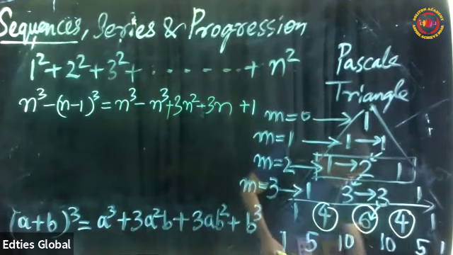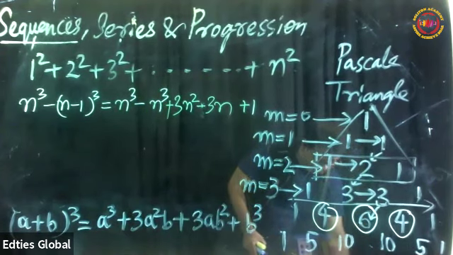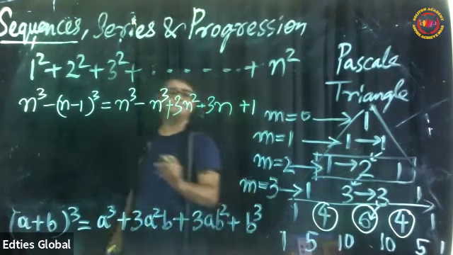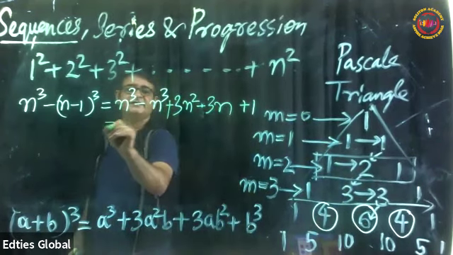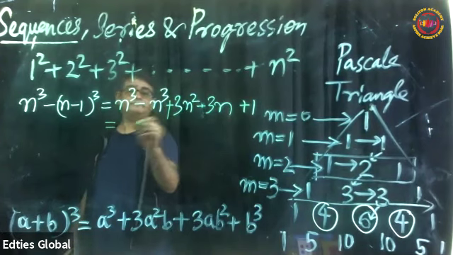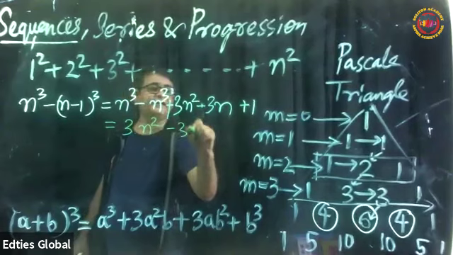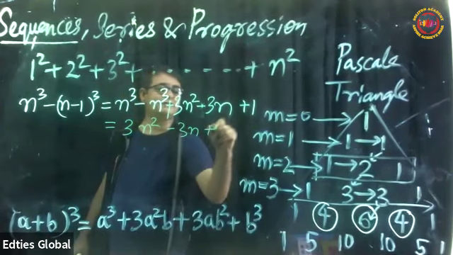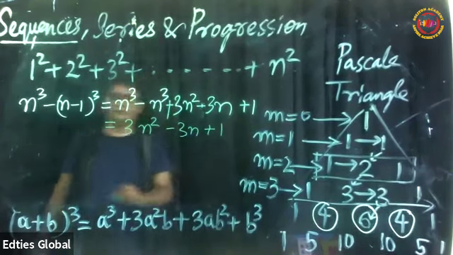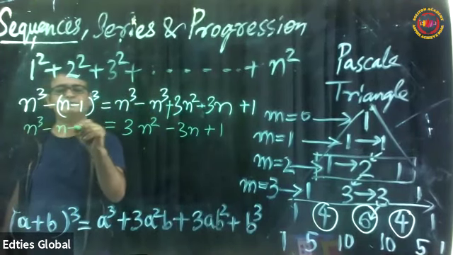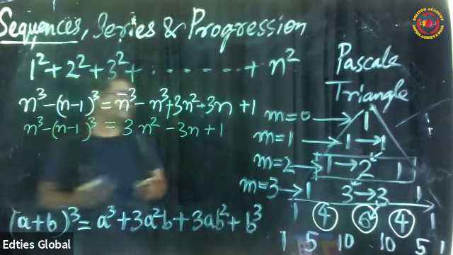Can you quickly confirm? Yes, sir. So what is the outcome of this? This is 3n square minus 3n plus 1. This is the outcome of this.